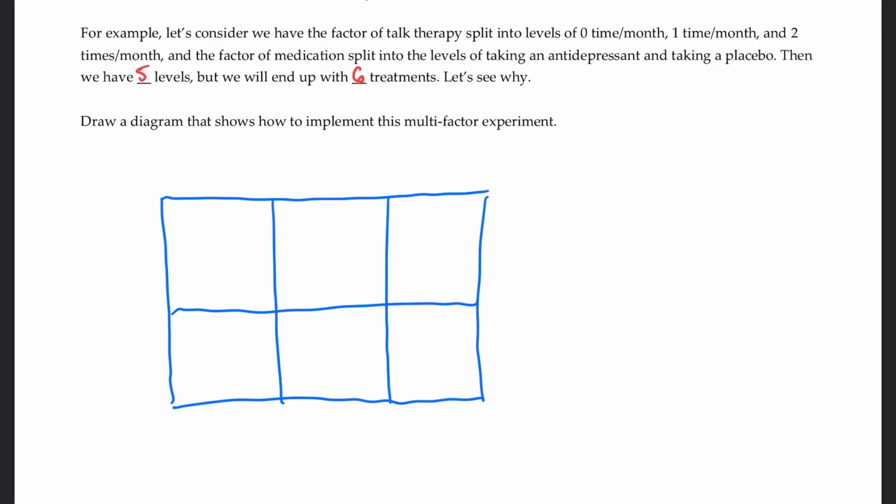So we have here talk therapy, which was 0 times per month, 1 time per month, 2 times per month. That's not supposed to be week, that's supposed to be month.